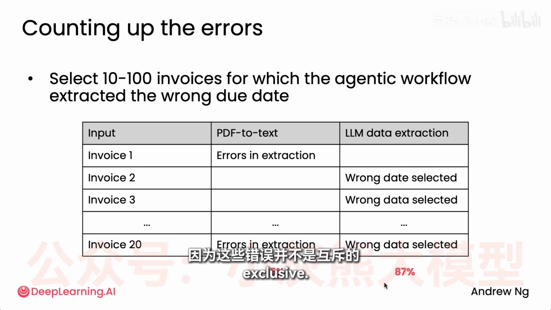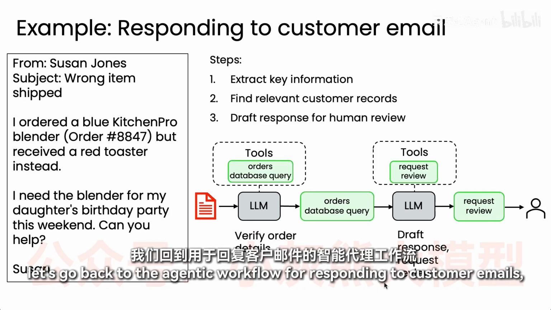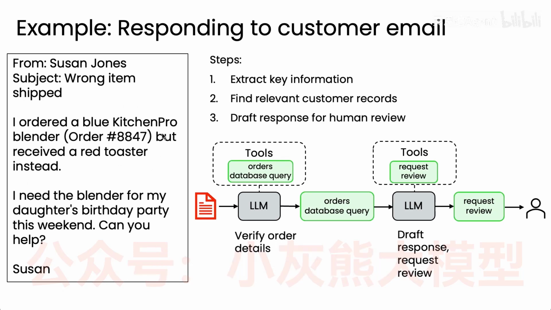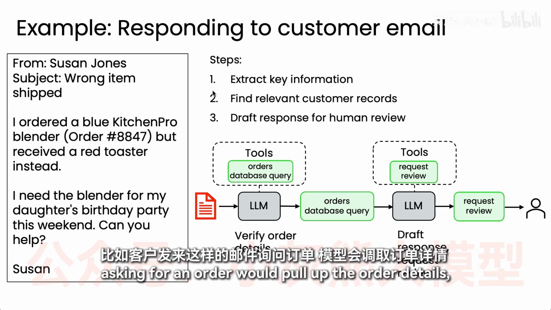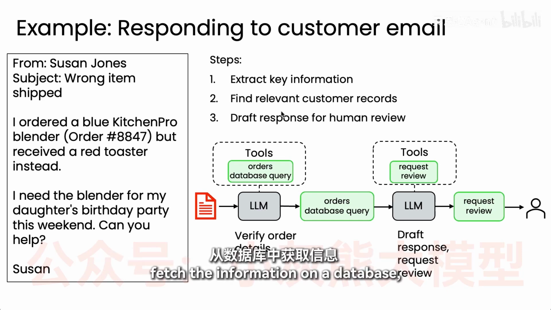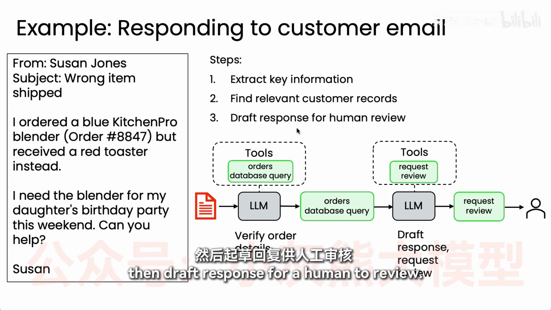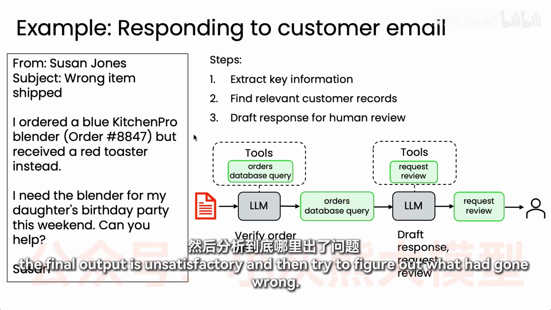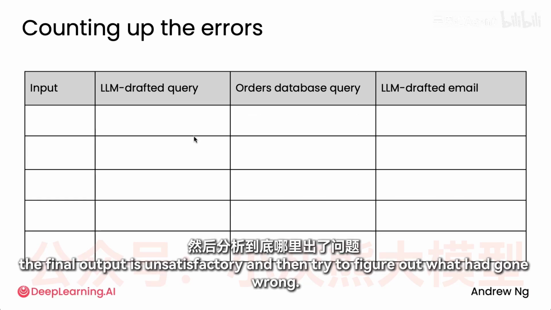To look at one last example, let's go back to the agentic workflow for responding to customer emails, where the LLM, given a customer email like this, asking about an order, would pull up the order details, fetch the information from a database, then draft a response for a human to review. So again, I would find a number of examples where, for whatever reason, the final output is unsatisfactory, and then try to figure out what had gone wrong.